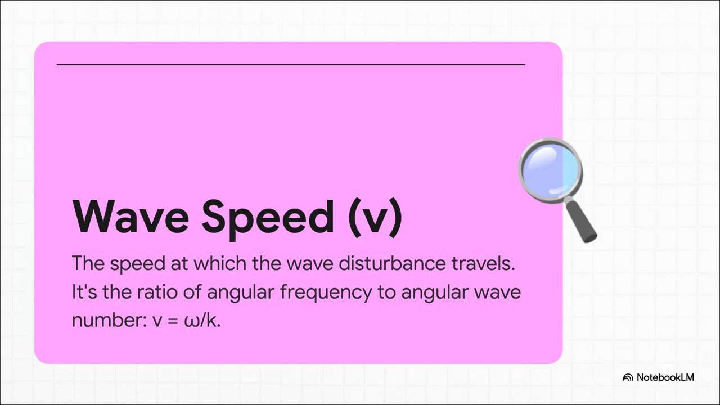So how do we solve our problem and find the speed? Well, the formula is beautifully simple. It's just omega divided by k. We grab our values from the problem, that's 4.0 divided by 2.0, which gives us 2.0 meters per second. That's it. It really is that straightforward.